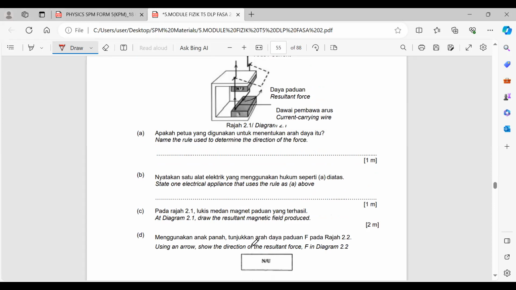So first, current is flowing here, meaning it is flowing out of the page. So the magnetic field has to be something like this. Then top is north, bottom is south. So you are expecting the magnetic field to flow from the top to the bottom. Okay, that's the direction of the magnetic field.